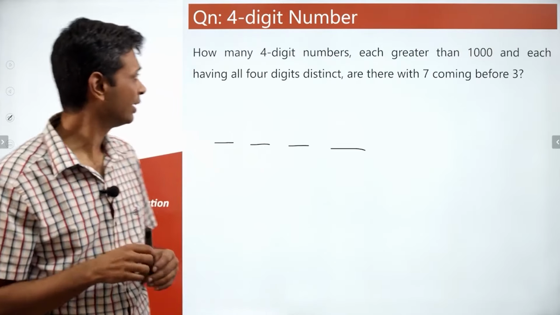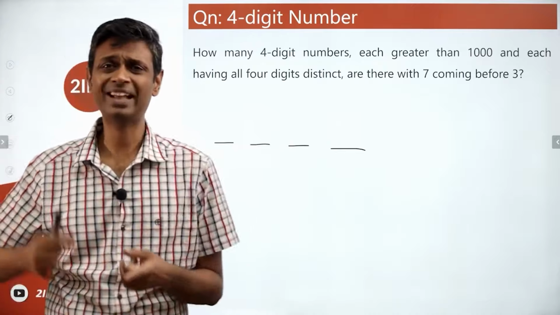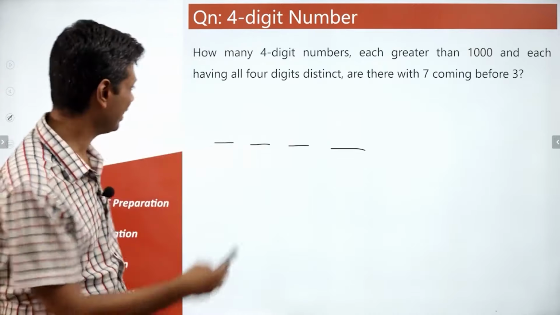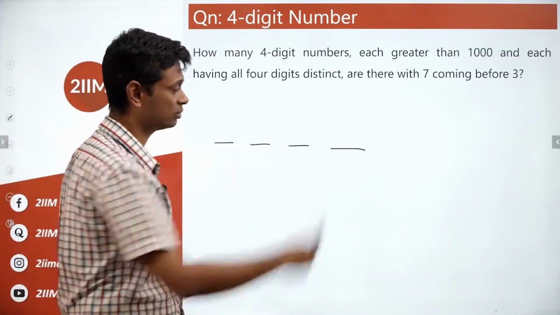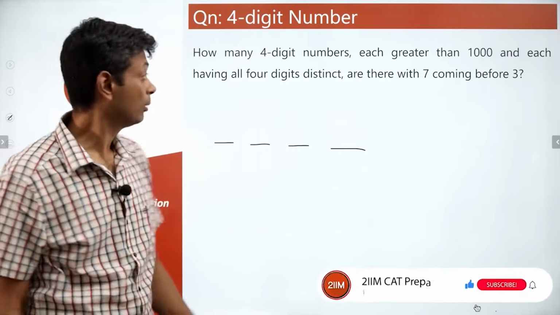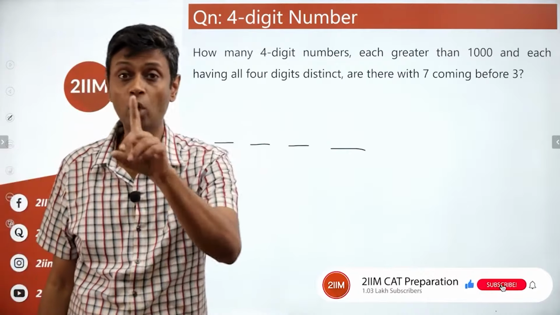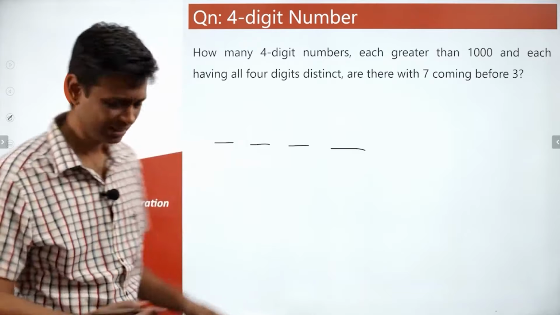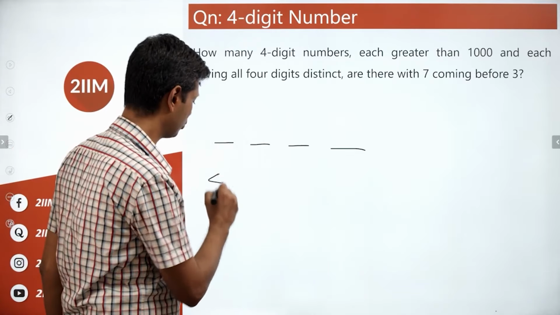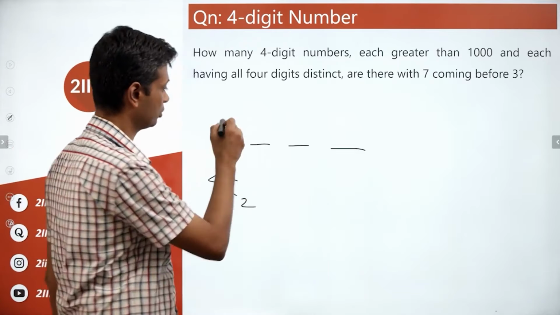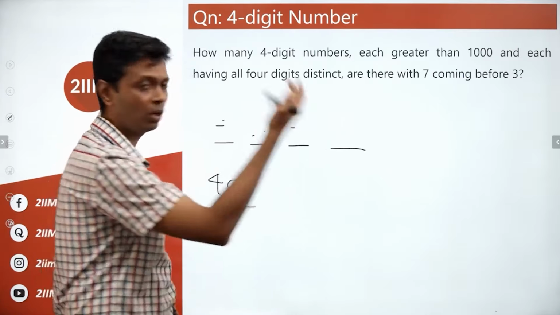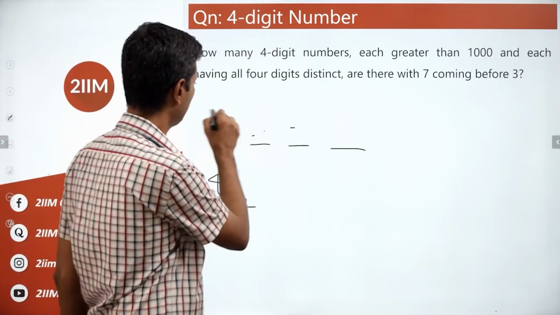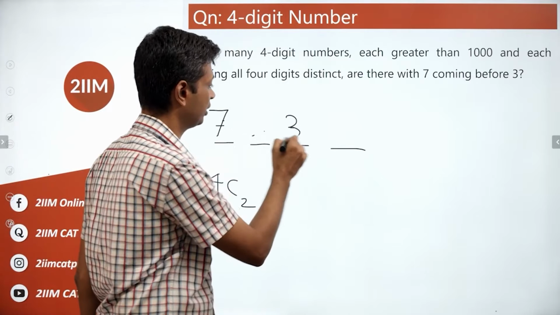I want to break this down. 7 coming before 3, there's definitely 7 and 3 sitting inside. So let's put 7 and 3 somewhere. 7 and 3 can go into any two of these four slots, but any two slots you select, there's only one order they can go in, because 7 has to come before 3. Putting 7 and 3 here can be done in 4C2 ways. 4C2 is 6. 6 ways done. We have a 7 sitting here and a 3 sitting here.